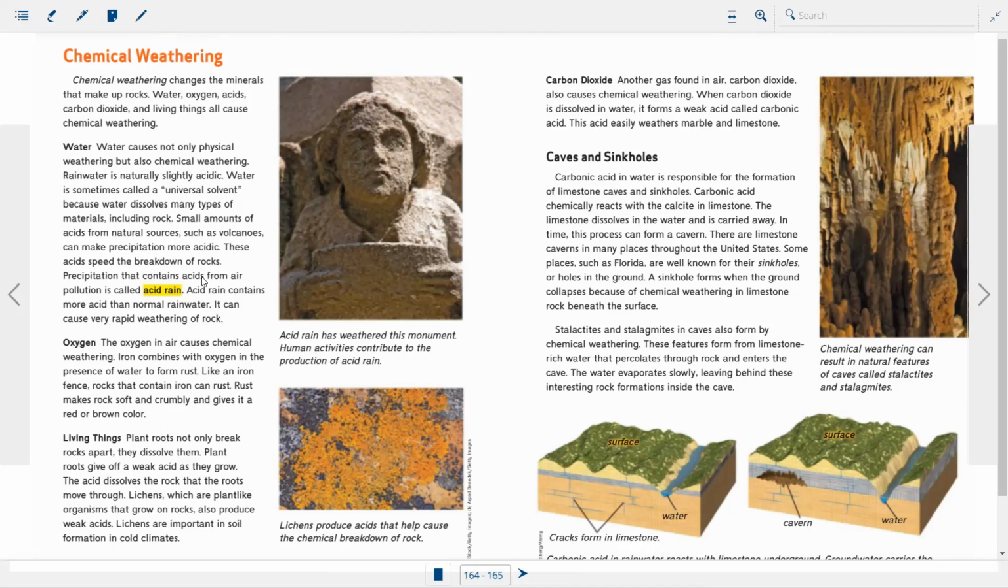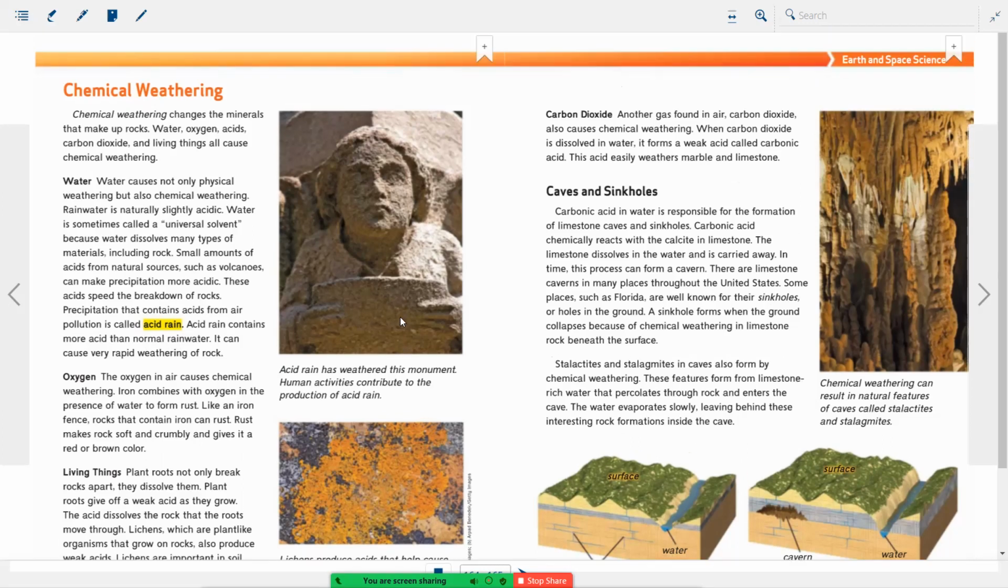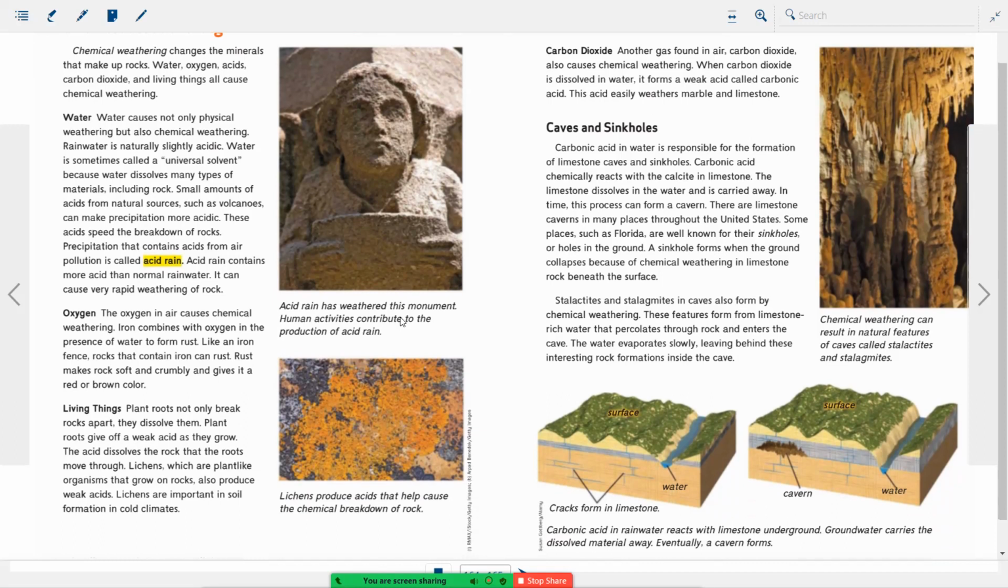We talked about how plant roots and these plant-like organisms called lichens also give off mild acid that slowly causes things to break apart, that also causes the rocks to slowly break apart. We talked about carbon dioxide causing chemical weathering and how that carbon dioxide, when it's dissolved in water, forms an acid that we called carbonic acid.